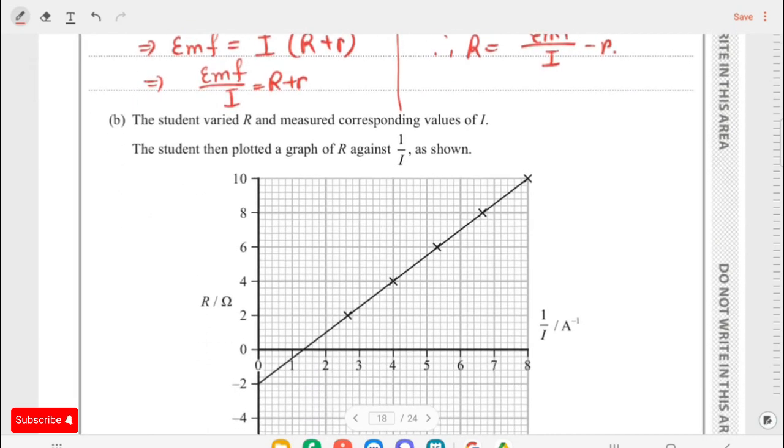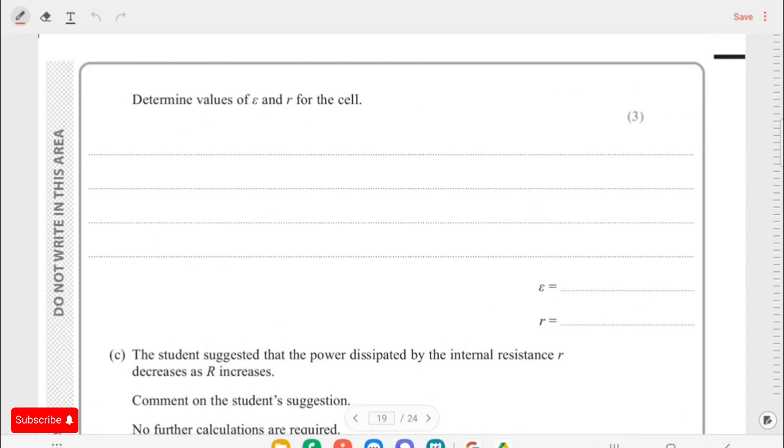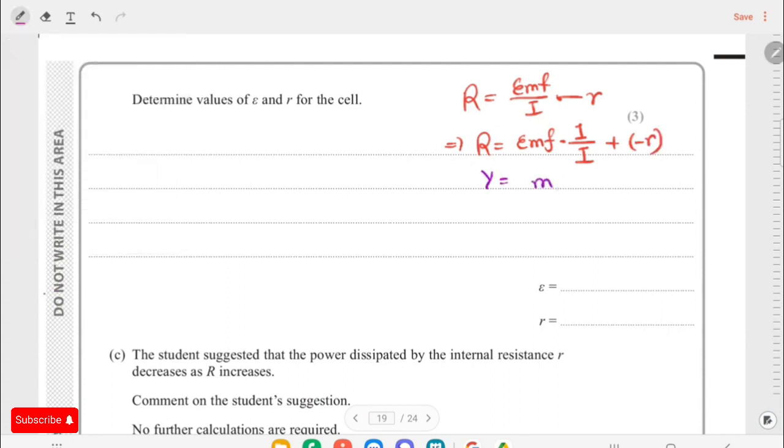The student varied R and measured corresponding values of I. The student then plotted a graph of R against 1 by I as shown. So we need to find out the values for R and the values for EMF. If you write the equation in this format, EMF over I minus R, it resembles the equation R equals EMF multiplied with 1 over I minus r, right, which is basically in the form of y equals mx plus c, which indicates that the gradient of this graph will be the EMF and the y-intercept is the internal resistance.